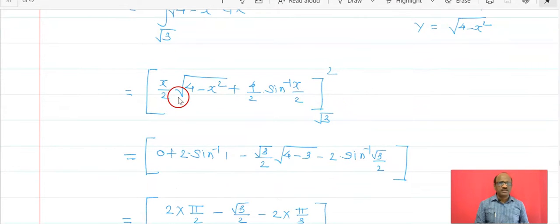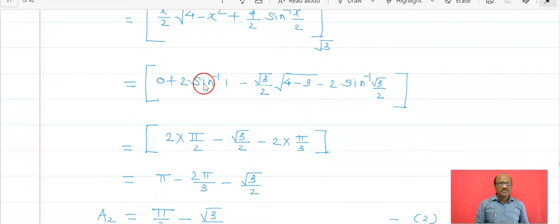Now substitute x equal to 2. The first bracket will become 0, plus 4 upon 2, that is 2, sine inverse of 2 upon 2, that is sine inverse of 1. Minus, for the lower limit, put x equal to root 3: root 3 upon 2 into root of 4 minus root 3 square, that is 3, minus 2 sine inverse of root 3 upon 2.